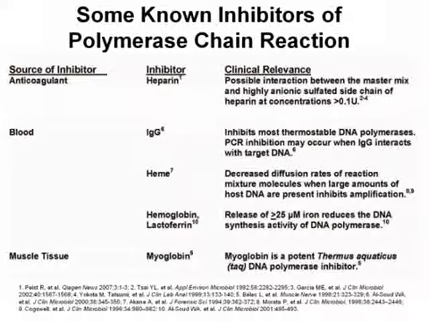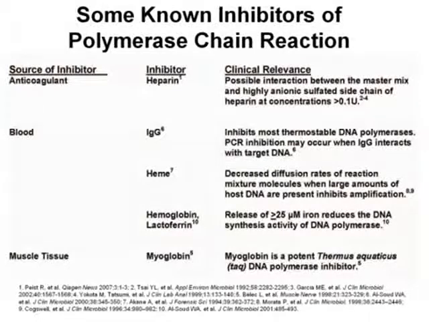Some other PCR inhibitors may be found in critically ill patients' blood at abnormal levels. These inhibitors include immunoglobulin G, or IgG, which inhibits the DNA polymerase required to amplify the pathogen DNA for detection. Hemoglobin found in red blood cells may release iron when lysed. Iron also inhibits the DNA polymerase. And heme, found in hemoglobin, inhibits amplification by altering diffusion rates of macromolecules in the reaction mixture.